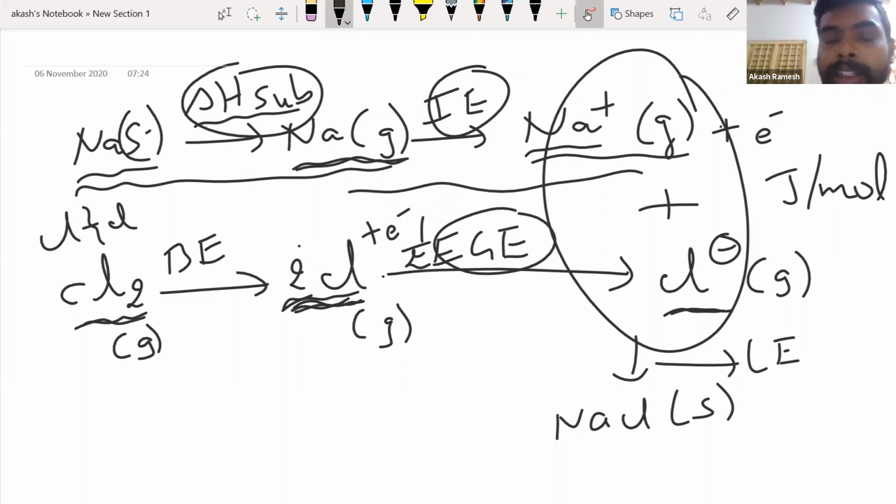Now sodium gas is going to form Na plus, and obviously the enthalpy associated is my ionization enthalpy, and an electron is removed. Now that's it. Sodium is done.